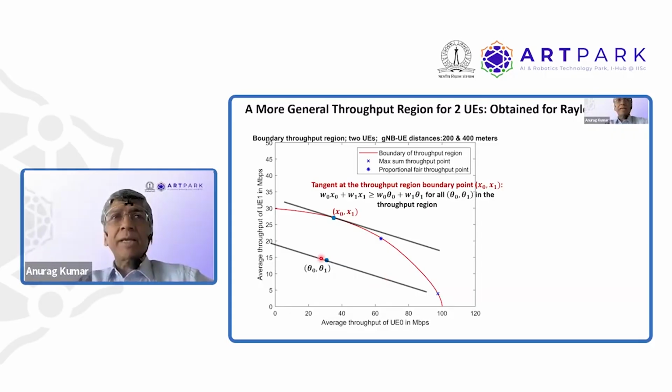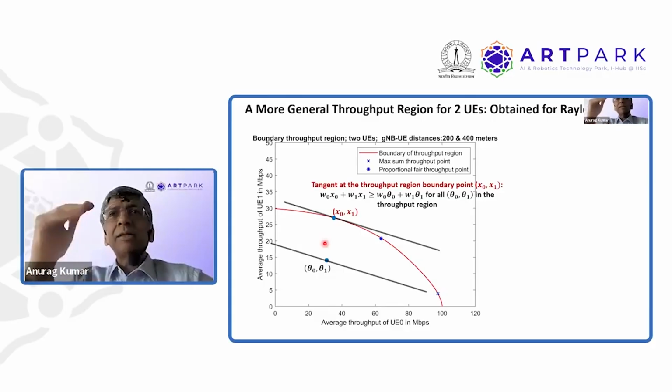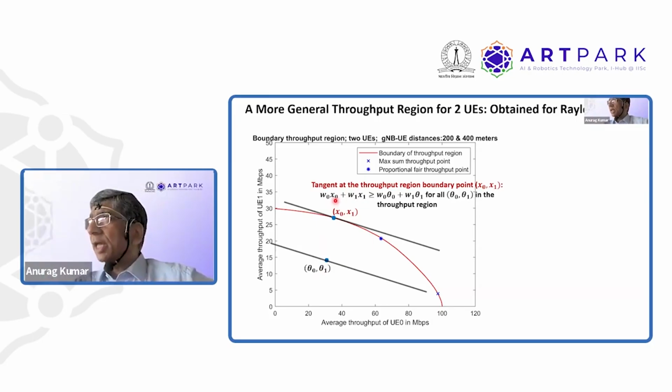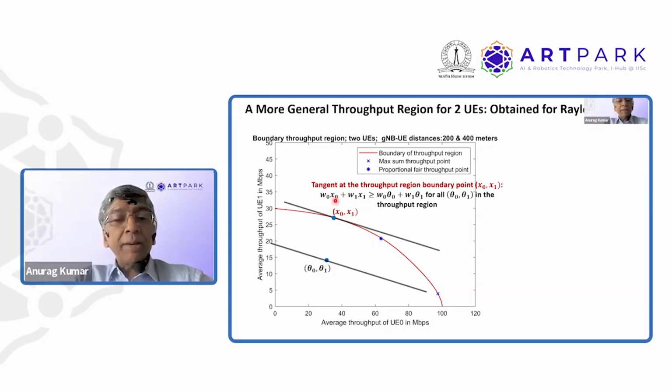But I'm not satisfied with that. I can get more utility. So the operator changes the scheduler and moves this line up a bit, maybe to here, and gets even more utility. What's the maximum possible utility? I keep moving the line until the line just begins to leave the throughput region. If the line was moved all the way up to here, it's not feasible anymore. I can't schedule that. So I move the line only up to the point where the line just touches the throughput region. It's a tangent now.